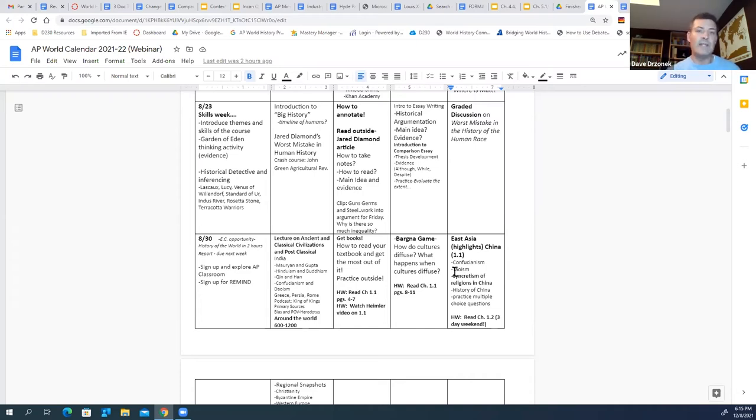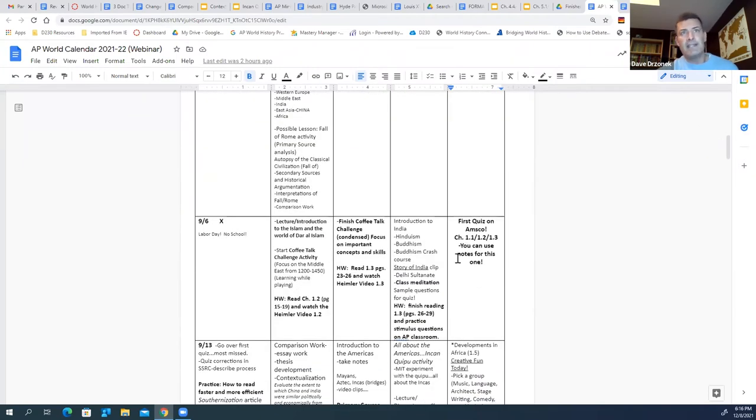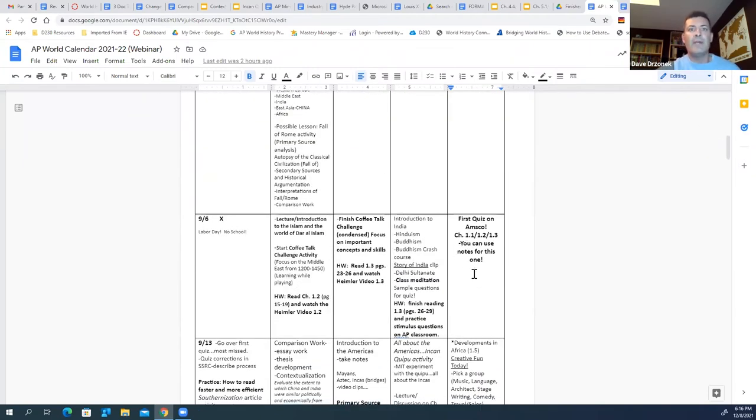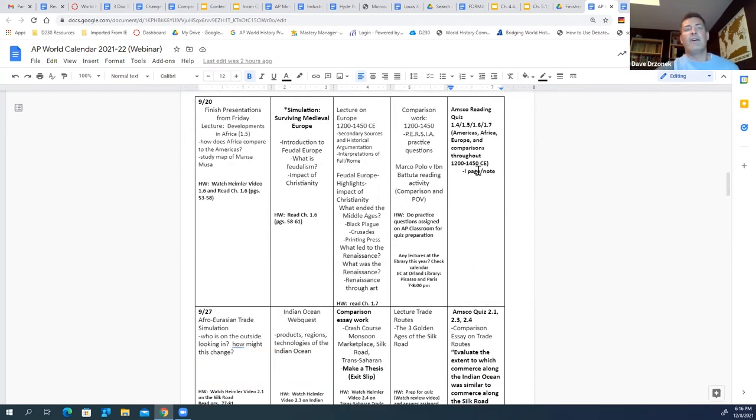What that means is having a weekly schedule that is predictable. For example, if you can see it on a calendar, when we start quizzing, we have quizzes every Friday. So when the quizzes start, the AMSCO reading quizzes, we have a reading quiz every single Friday. And I'll show you what a sample quiz looks like.